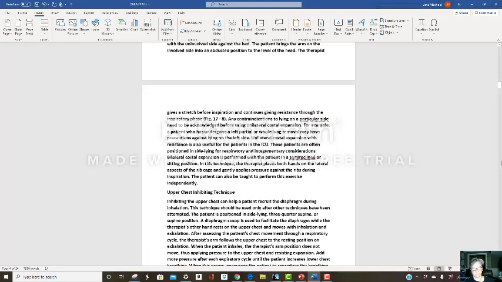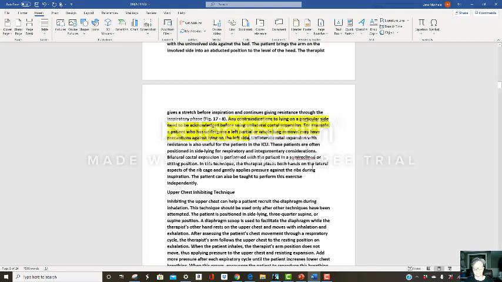Any contraindications to lying on a particular side need to be acknowledged before using unilateral costal expansion. For example, a patient who has undergone a left partial or whole lung removal may have precautions against lying on the left side. Unilateral costal expansion with resistance is also useful for the patients in the ARCU. These patients are often positioned side-lying for respiratory and integumentary considerations.